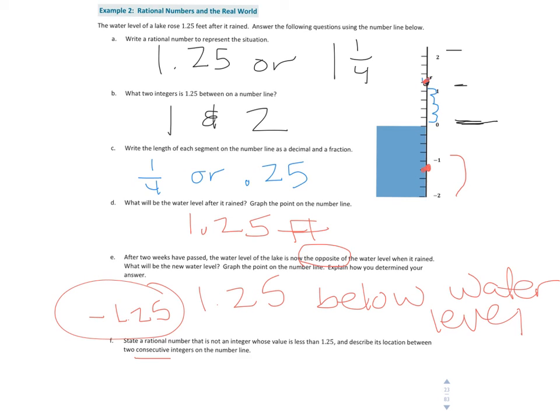So there are lots of different answers for this. A rational number whose value is less than 1.25, I could say is 0.75, and 0.75 on this number line would come right here. And if I'm describing its location between two consecutive integers, it's in between 0 and 1 on the number line.